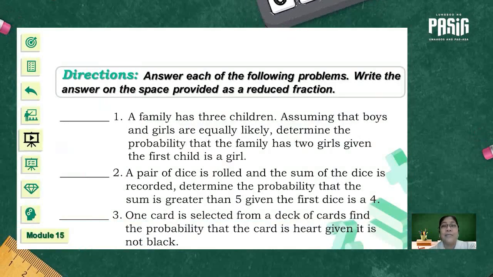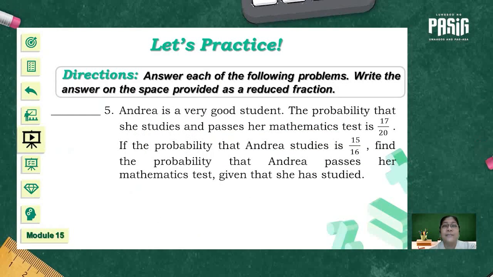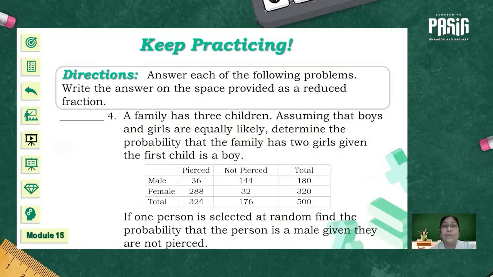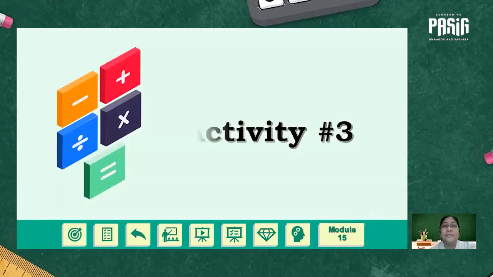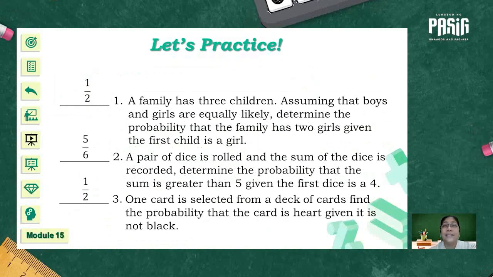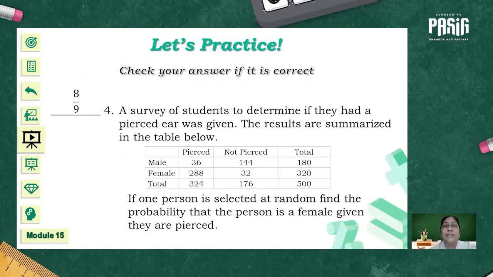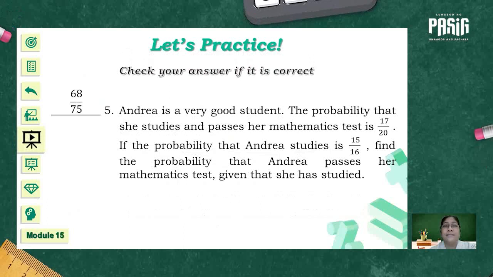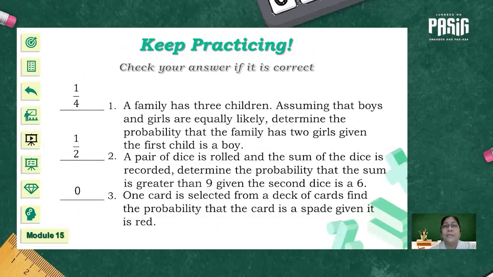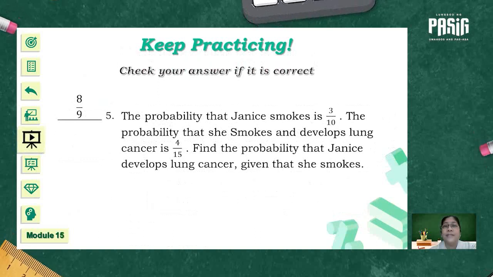For our activity 1, for our activity 2, for our activity 3. Let's check your work. Activity 1, activity 2, and activity 3.